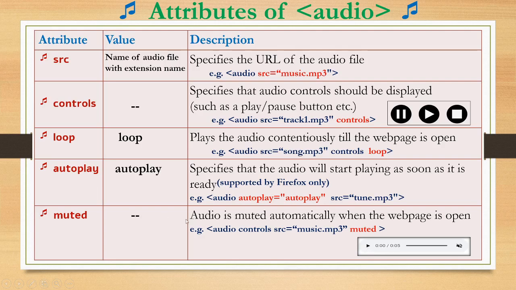So these are the attributes without value: controls, loop and muted, and src is having value as the file name, and autoplay is having value as autoplay.